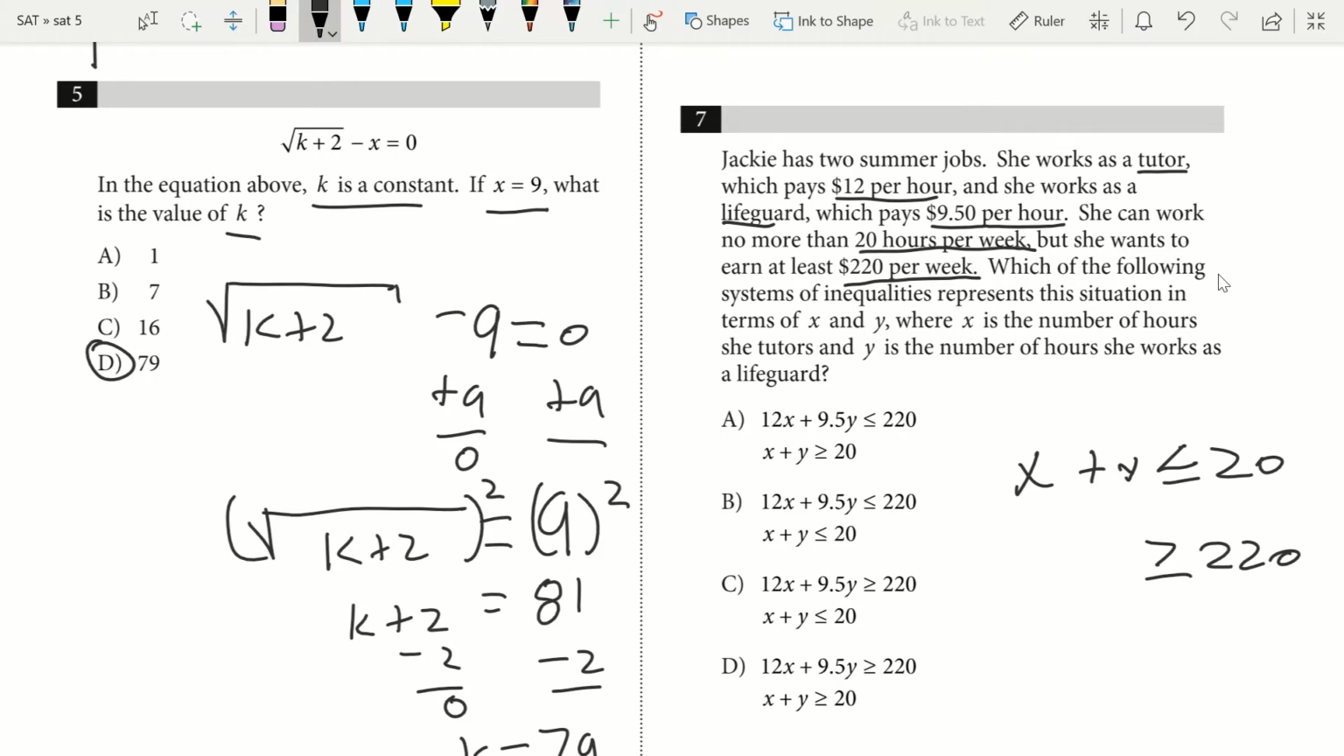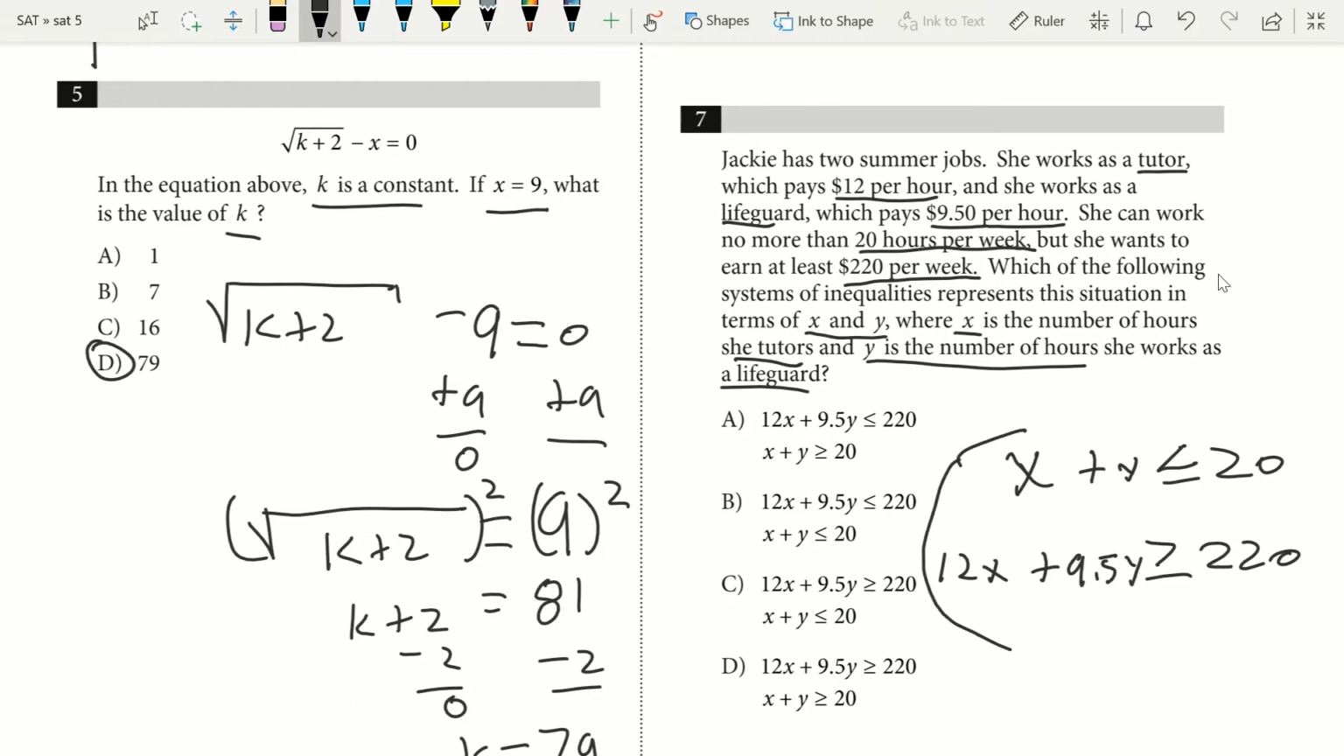Which of the following systems of inequalities represents this situation in terms of x and y, where x is the number of hours she tutors and y is the number of hours she works as a lifeguard? Alright, well, if x is the number of hours she tutors, she gets paid $12 per hour doing that. So we will have 12x plus y, the number of hours she works as a lifeguard, times how much she makes as a lifeguard per hour, which it says is $9.50, so plus 9.5y. Now we just have to find which set of equations matches ours, right?